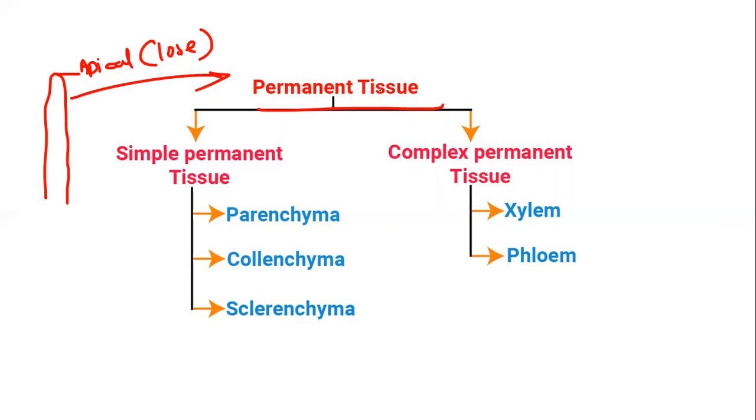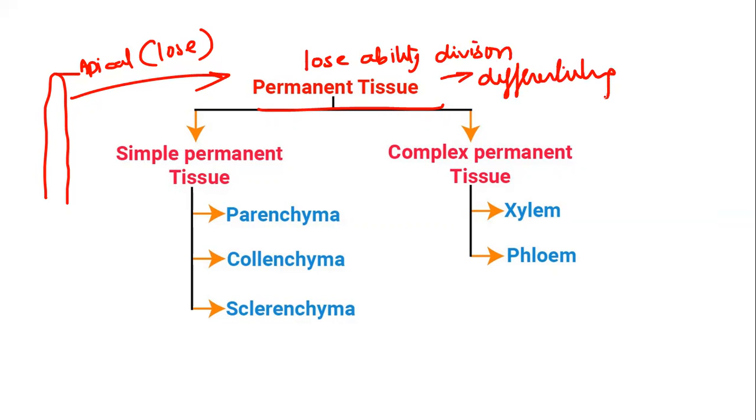And during this permanent phase, such cells will lose their ability. Once it becomes permanent tissue, it loses the ability of division, and it starts differentiating. And how is it going to differentiate? It is going to differentiate into two types. One is simple permanent tissue, and the other is complex permanent tissue.